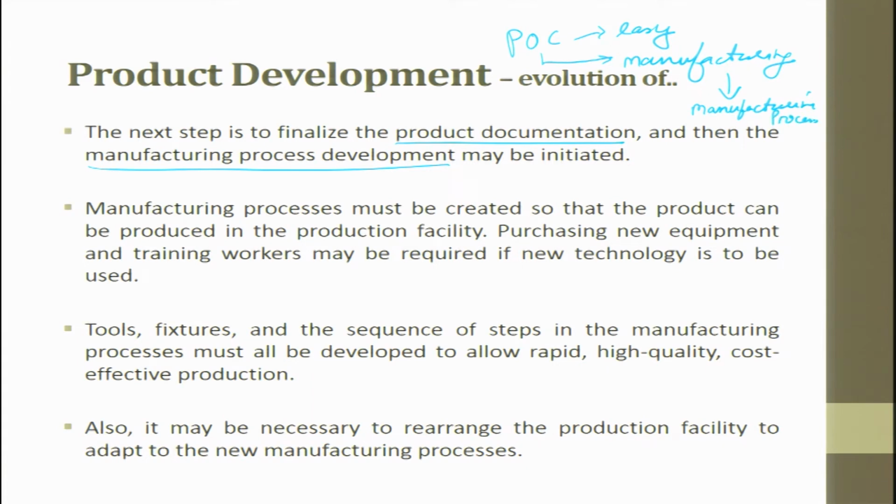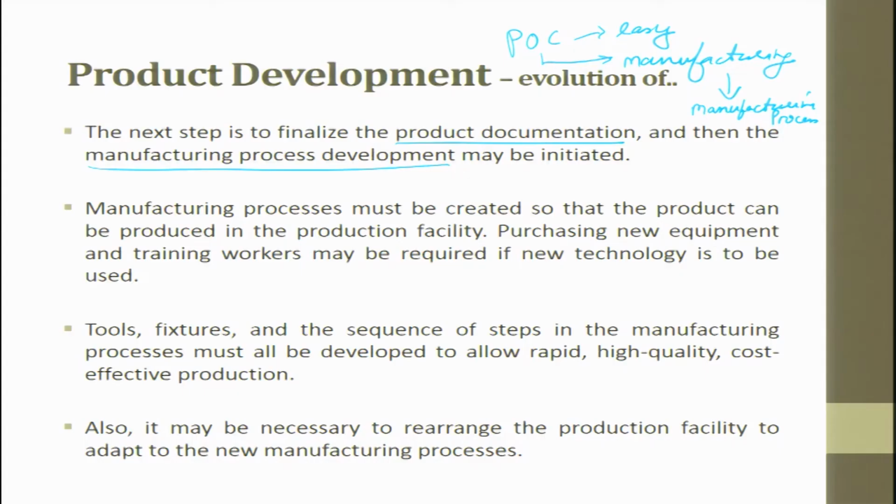As I told you, making a hole can be done by drilling, can be done by water jet, can be done by laser, can be done by trepanning operation, whatever it is, it can be done by EDM, it can be done by ECM, all these processes can drill a hole. Now, you have to decide upon the specification which process to choose and how it will satisfy your requirement. The manufacturing process must be created so that the product can be produced in the production facility.